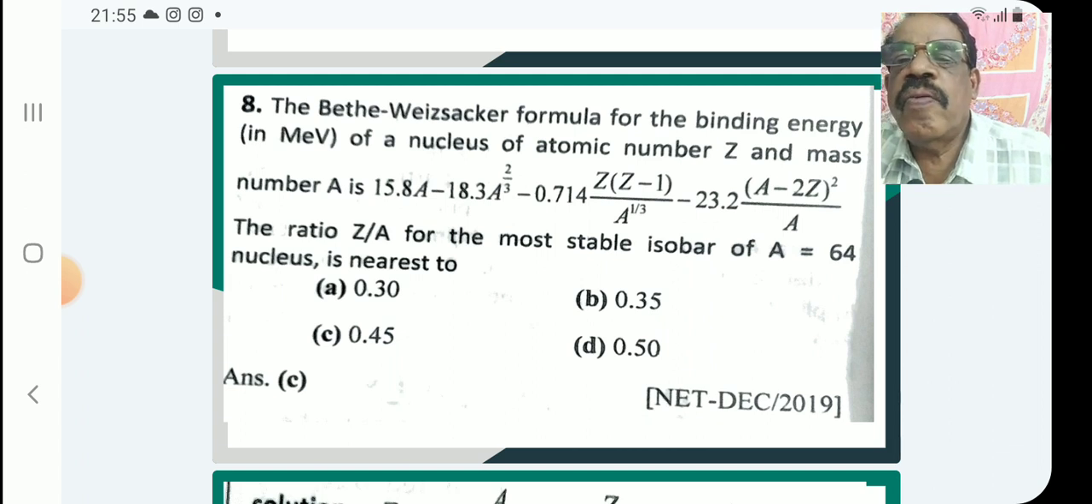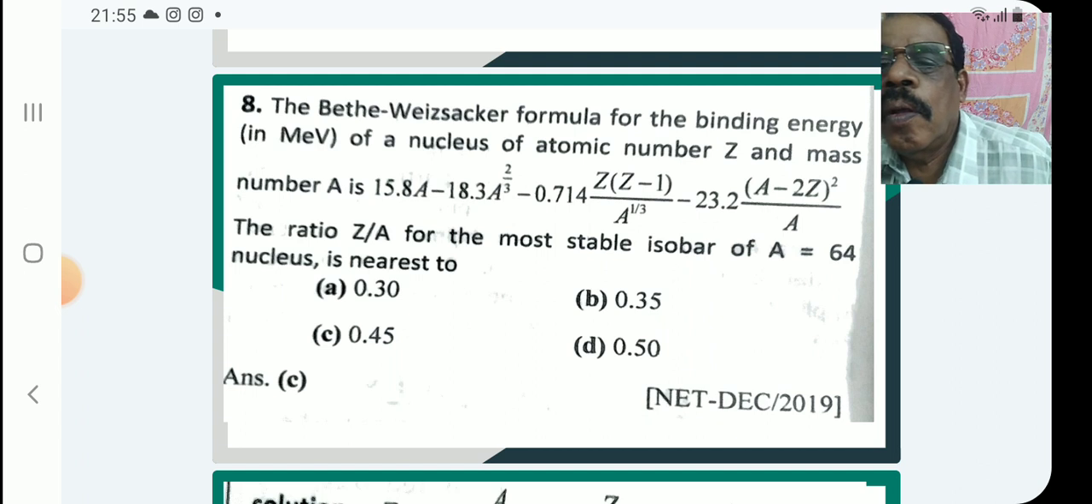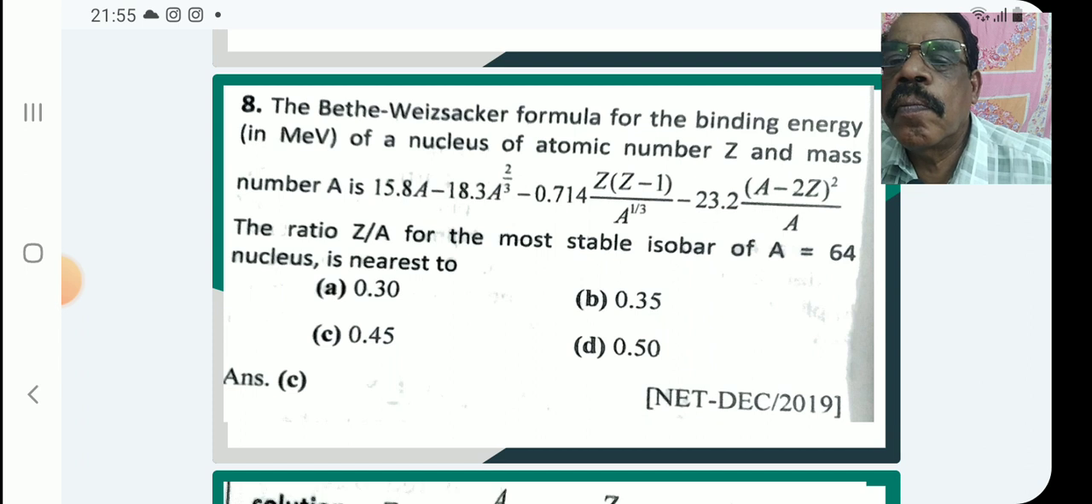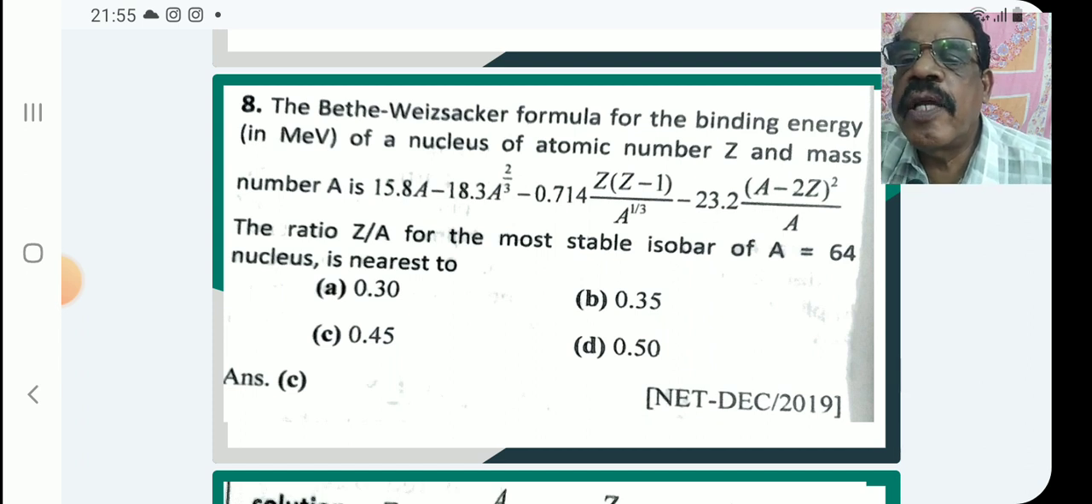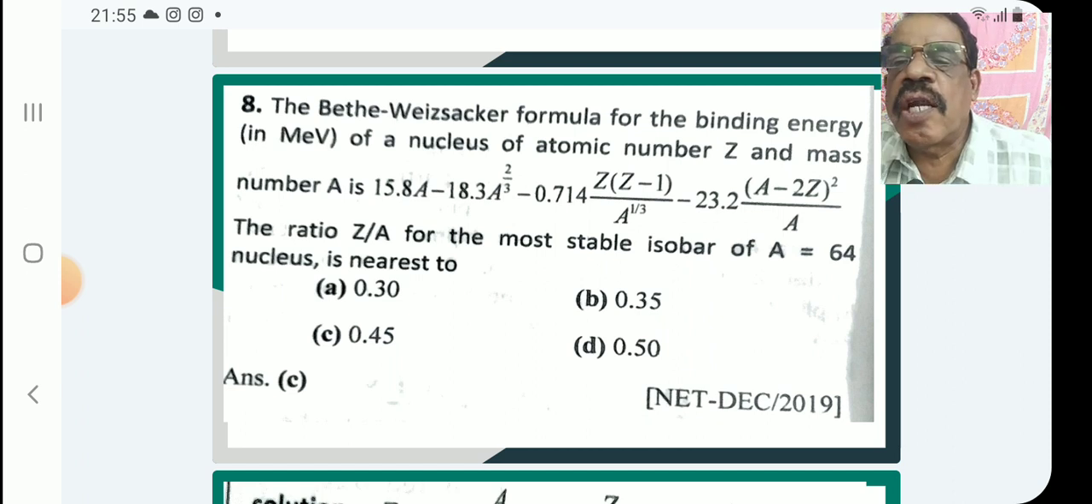The Weizsäcker's formula for the binding energy in MeV of a nucleus of atomic number Z and mass number A is 15.8A, this is the binding energy equation. Binding energy is 15.8A minus 18.3 A raised to 2/3 minus 0.71 into Z into Z minus 1 A raised to minus 1/3 minus 23.2 into A minus 2Z square by A.